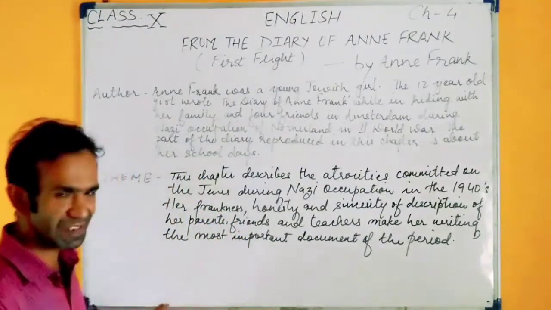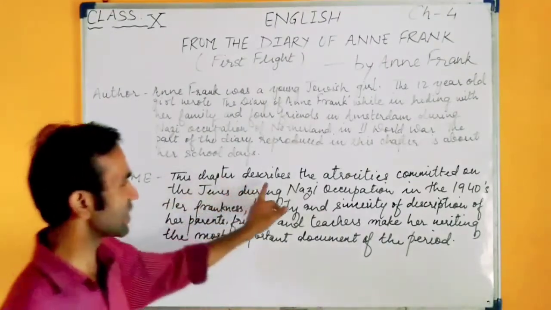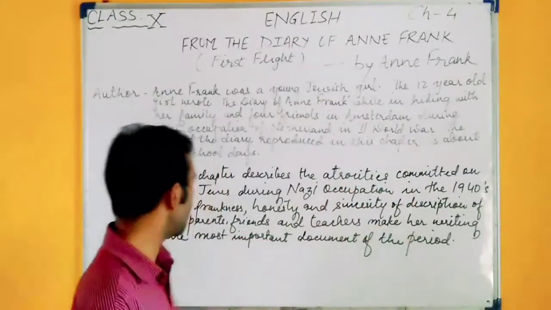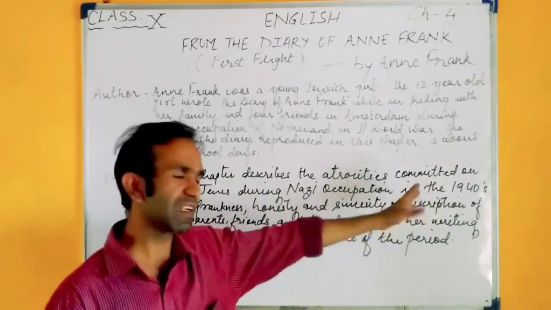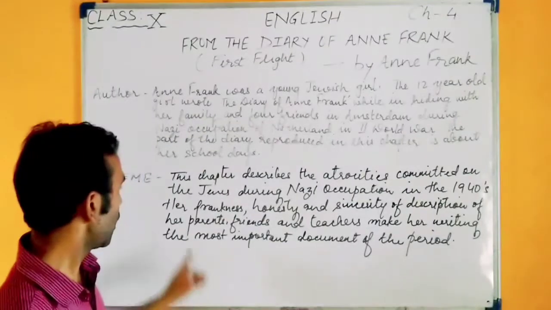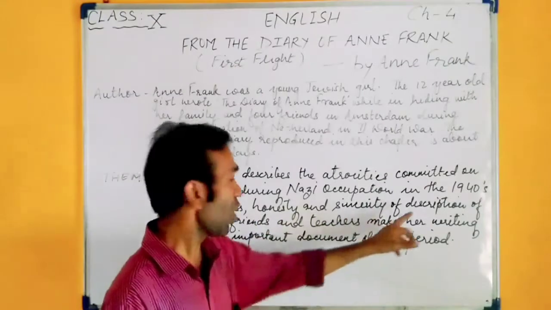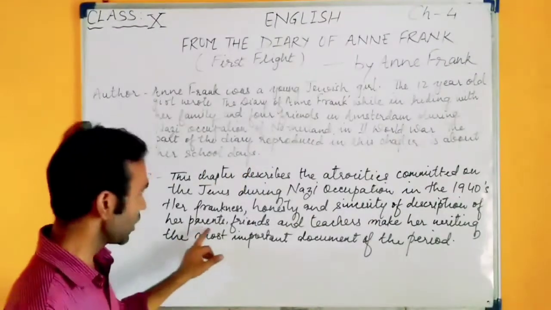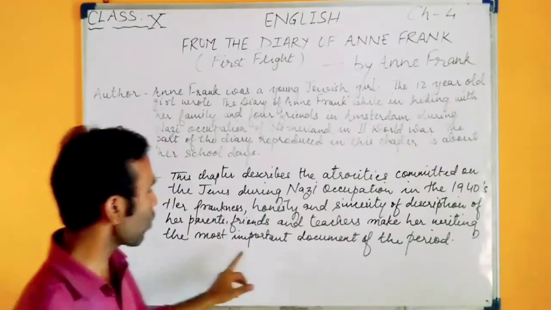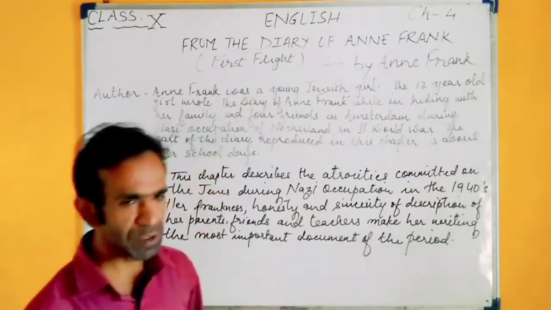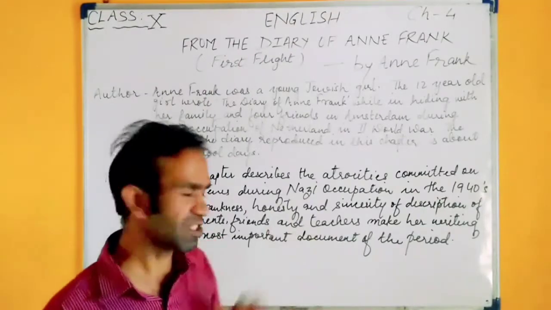Now the theme of this chapter, very simple it is. This chapter describes the atrocities committed on the Jews during the Nazi occupation in 1940s at the time of World War. Her frankness, honesty and sincerity of description of her parents, friends and teachers make her writing the most important document of the period. Means mostly she has described about her own life in this chapter.